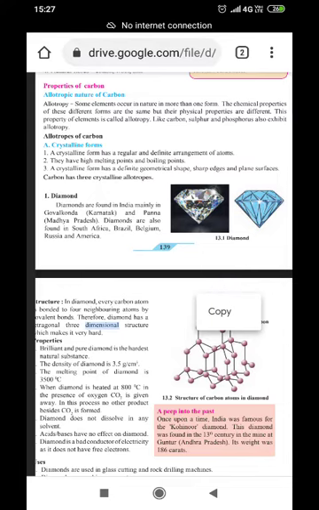Allotropy. Some elements occur in nature in more than one form. The chemical properties of these different forms are the same, but the physical properties are different. This property of an element is called allotropy. Like carbon, sulfur and phosphorus also exhibit the property of allotropy.